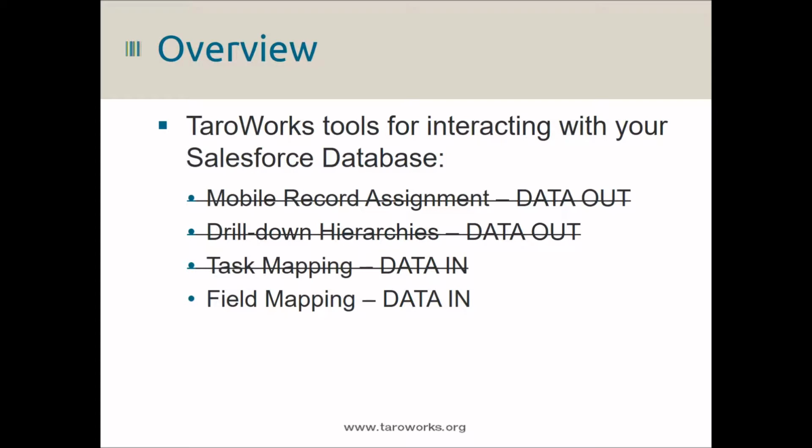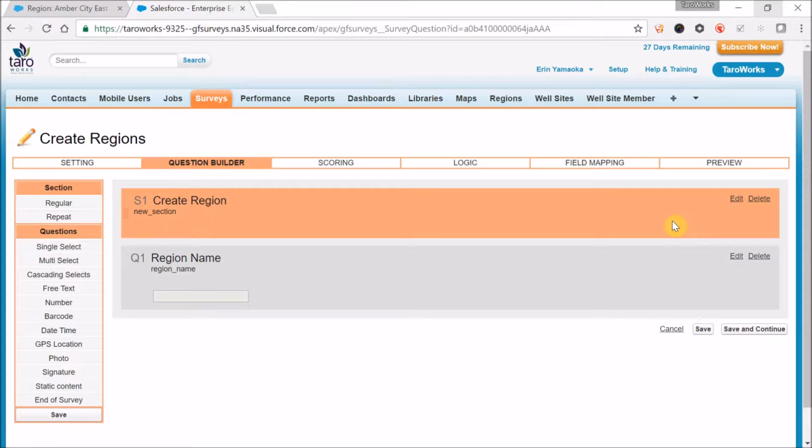Since we're not pulling any data out of the system to do this activity, the only tool we're actually going to use for this example is field mapping. So let's hop into the demonstration. I've already created a survey in order to create region records. As we stated earlier, the only piece of information we need is the name of the region. So I've created a text question to populate that.